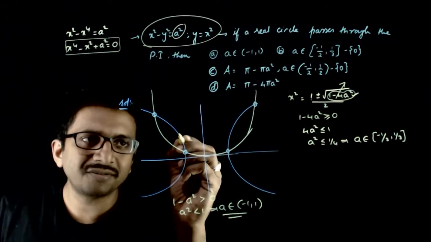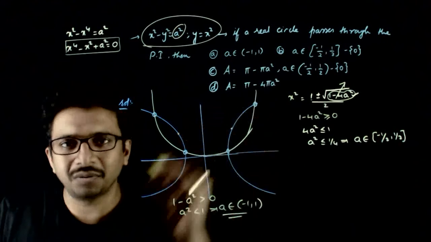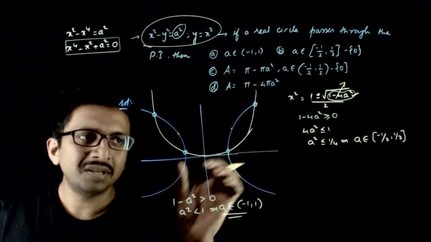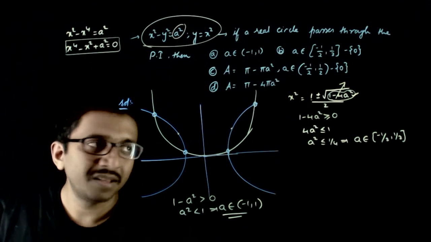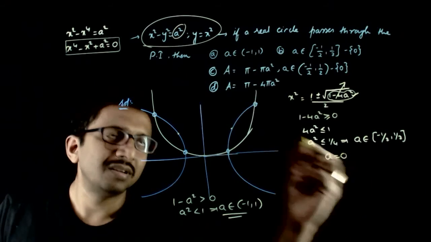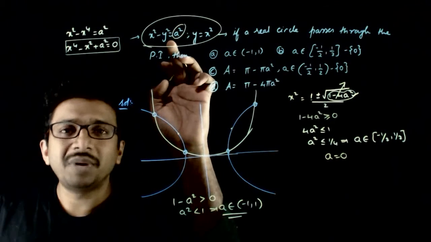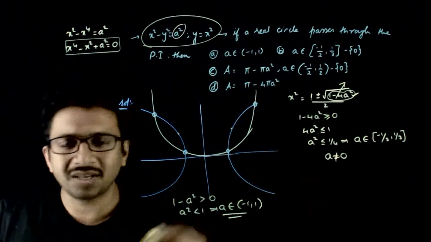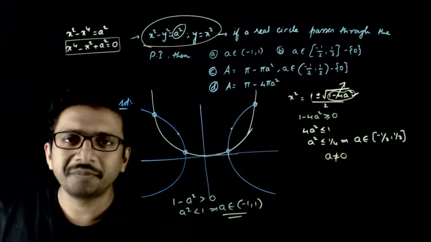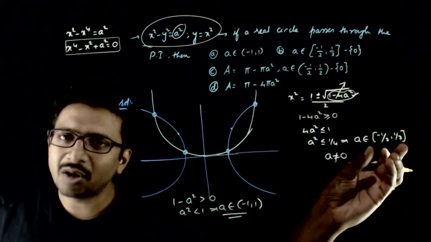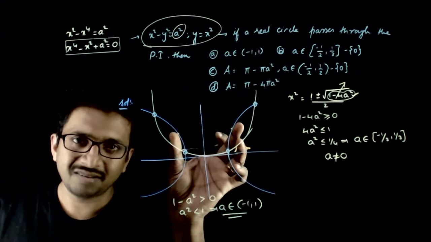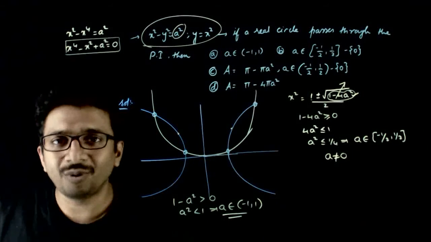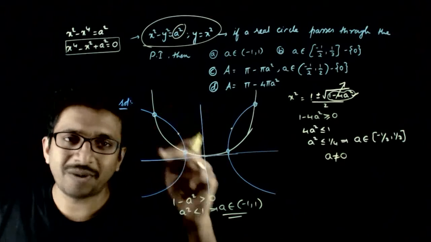That means this curve and the hyperbola will touch each other if a is equal to plus or minus 1 by 2. So anywhere in between plus or minus 1 by 2, these two curves will intersect at 4 points. When a is equal to 0, this curve will become a pair of lines. This will not be a hyperbola anymore. So a not equal to 0, because in the question it's given that this is a hyperbola. So a not equal to 0 and a belongs to minus 1 by 2 to 1 by 2, so that they intersect, and a belongs to minus 1 to 1 if a real circle has to pass through the points of intersection.